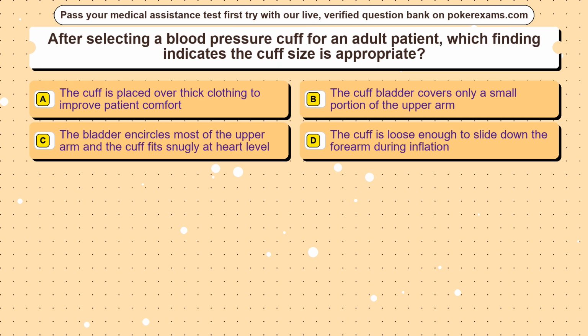Question 68. After selecting a blood pressure cuff for an adult patient, which finding indicates the cuff size is appropriate? Option A. The cuff is placed over thick clothing to improve patient comfort.